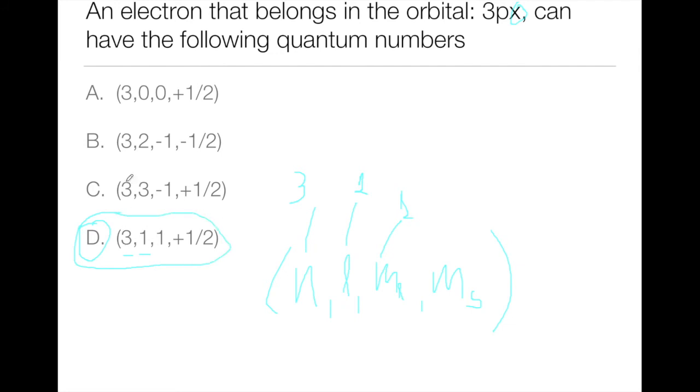Why are the others wrong? First of all, this is not even possible, because the l must be smaller than the n. Therefore, this is not even possible. What is this depicting? 3, the 2 is d, and then I don't expect you to know the rest. What is this depicting? 3, the 0 is the s. So this is showing the 3s orbital. So we see that the subshell 3s has 2 orbitals? Why? Because it has 0, 0, plus 1 over 2 and minus 1 over 2. No, actually this is an exercise later, so I'm doing that later.